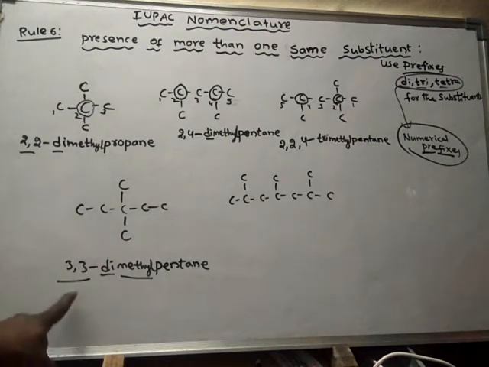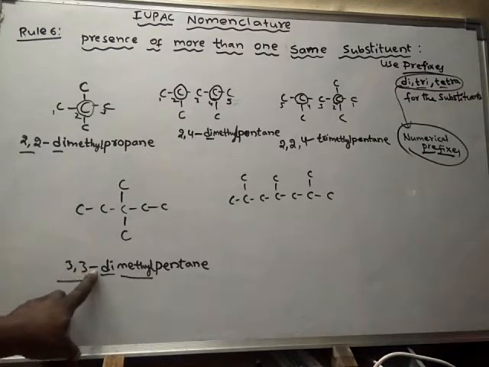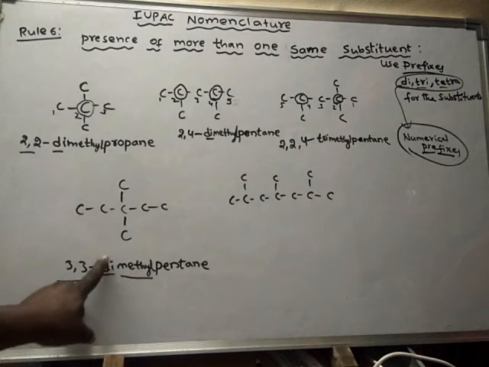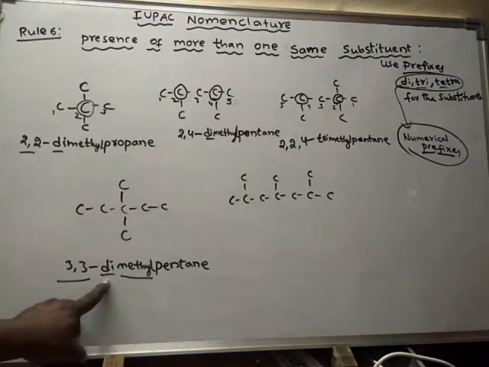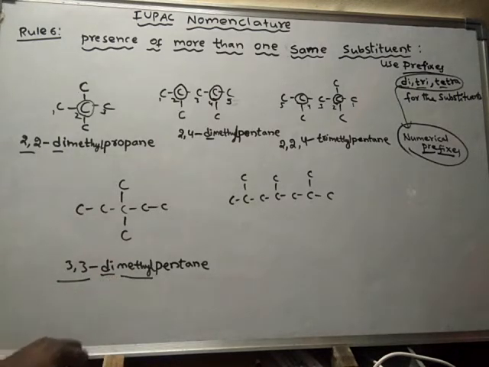And remember that always we have to write the number prefix first, and after the number prefix we have to use a hyphen, and then the numerical prefix. And afterwards the substituent name we have to write.